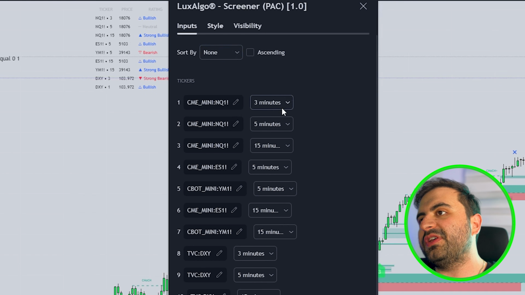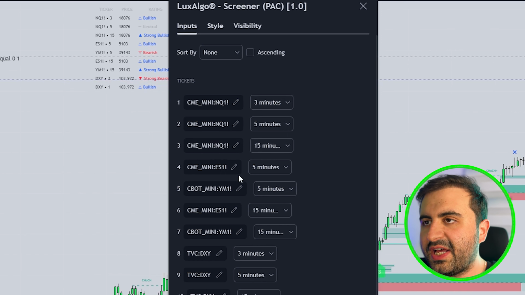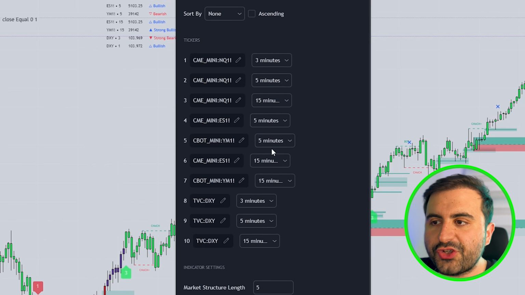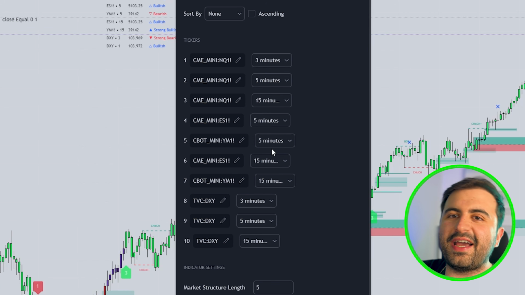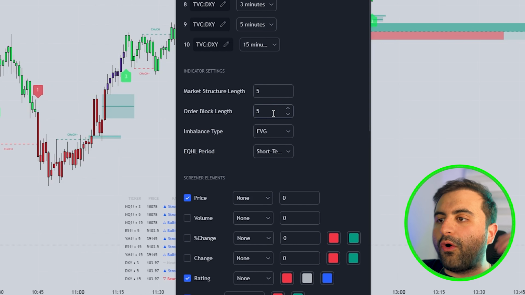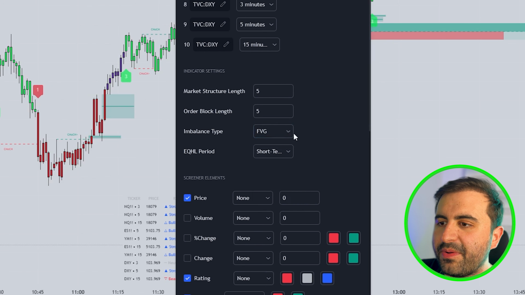I want to see it as I desired, like a 3-minute, 5-minute, 15-minute, first Nasdaq, then the S&P, and so on. That's how I like it, but you can change it. There is a lot of flexibility, like always in LuxAlgo. In the indicator settings, you can set the market structure length, the order block length, and the imbalance type. I always use the fair value gap, but you can use inverse, double, volume imbalance, and opening gap here.